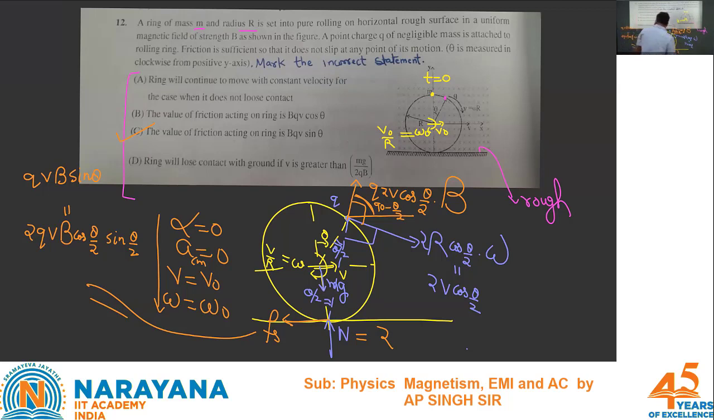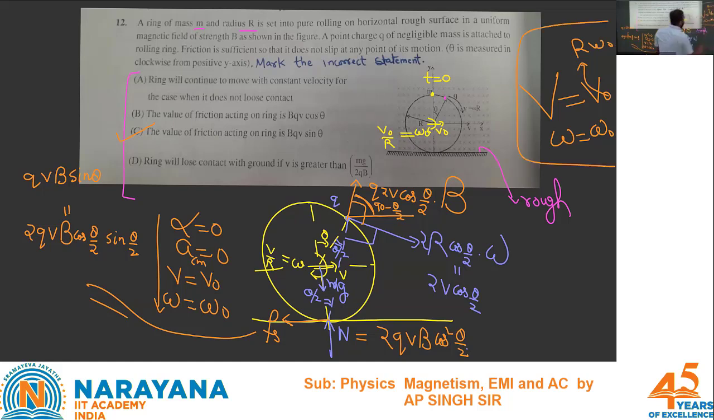2qvB cos²θ by 2. Again, I'm writing V always is V naught, and omega always is omega naught, and V naught is already R omega naught. So this is something we are known with.